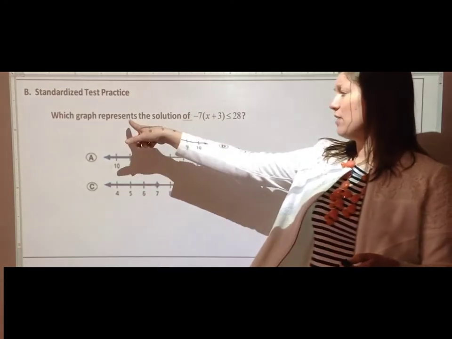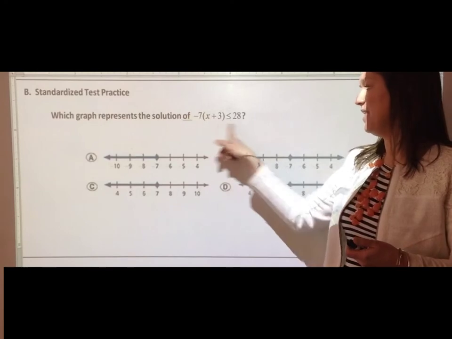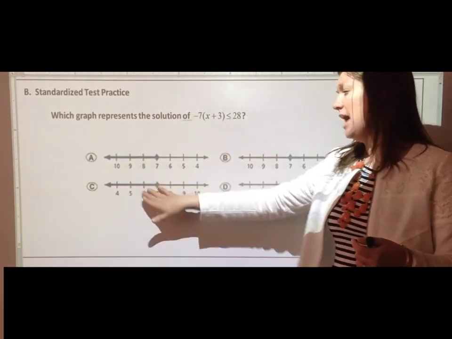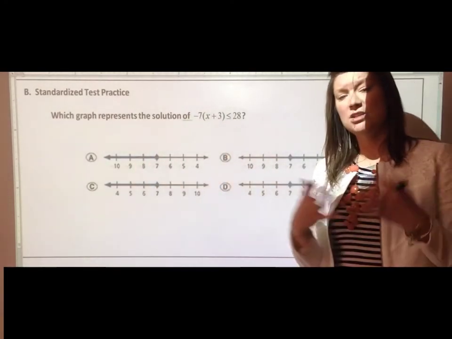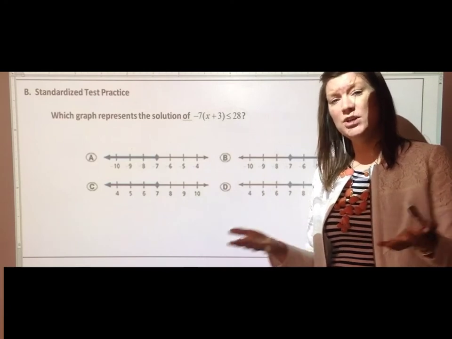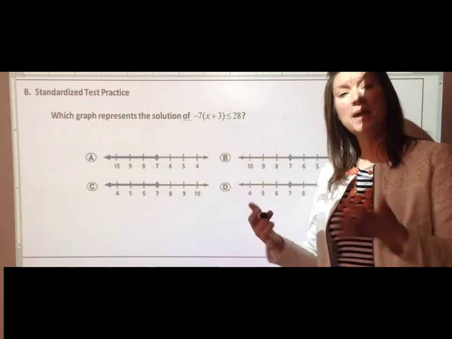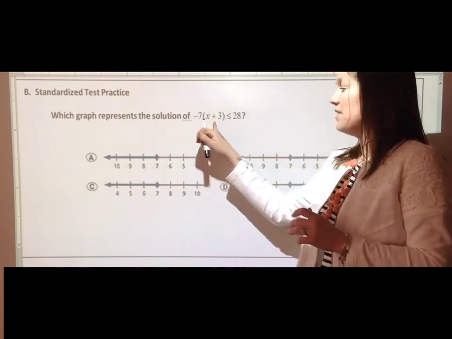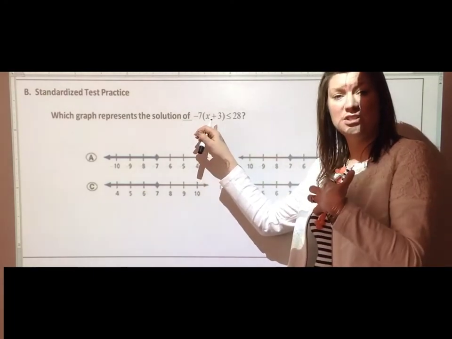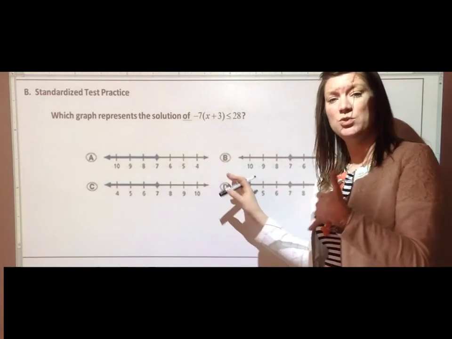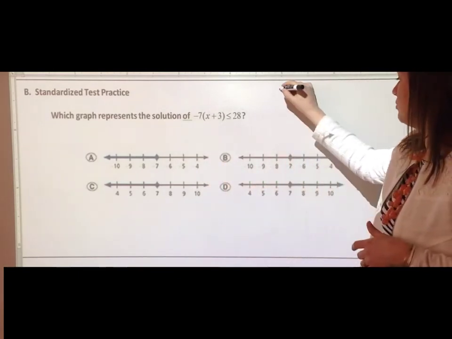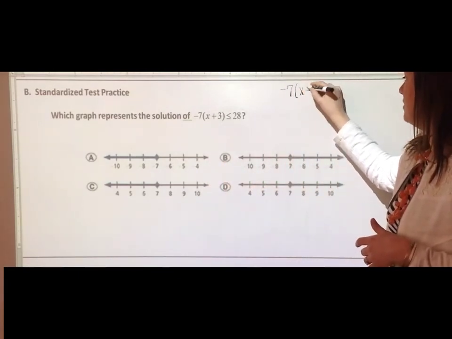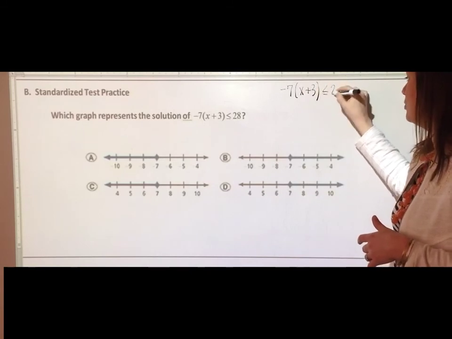So they say, which graph represents the solution of? And they give you this multi-step inequality and 4 solutions. And it's your job to figure out which one is the correct answer. Now there's many ways of answering this problem. I'm just going to go through the process of isolating the variable and then getting a solution and seeing which graph it matches.